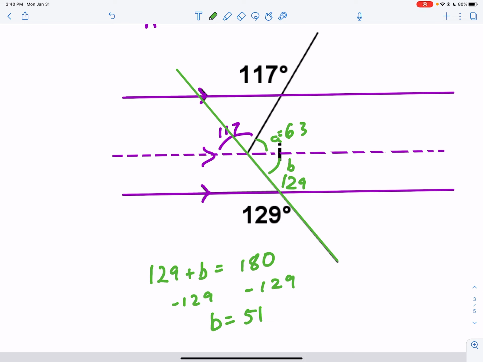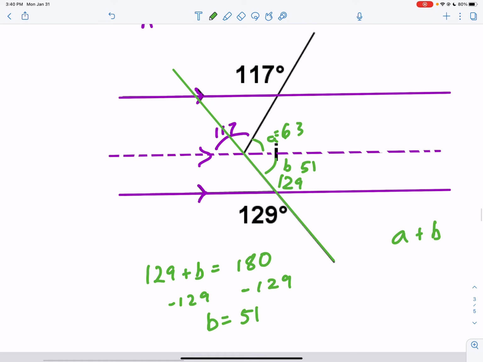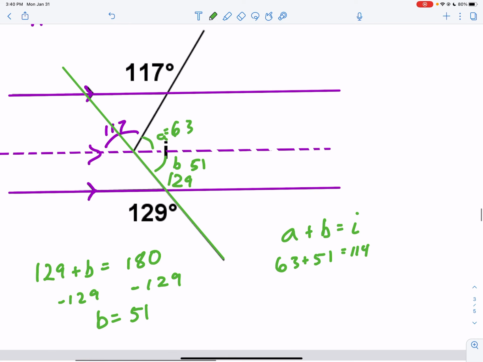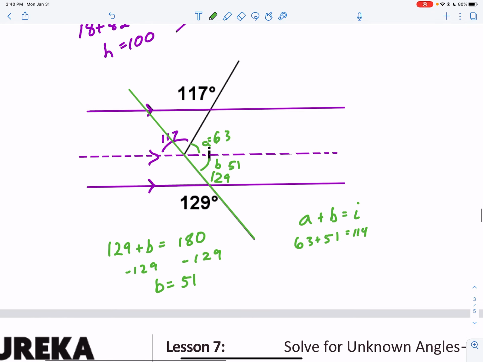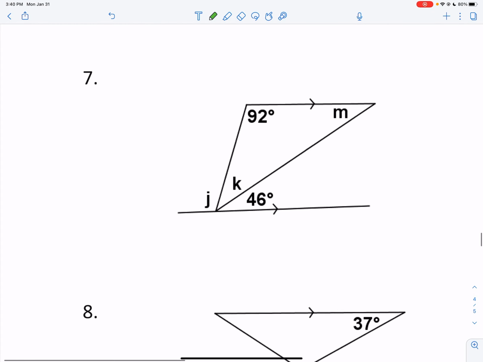Yes, B is 51. So this entire angle I is equal to the measure of A, that I've invented this letter for, and this letter for that angle B. That's going to be I. So A was 63, B was 51. Which means I is equal to 114. Now, if I goof, the process is still the same, but I could always have an arithmetic mistake because no one's calling me out right now. Y'all aren't here calling me out.